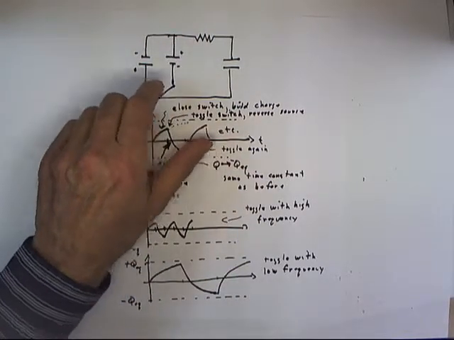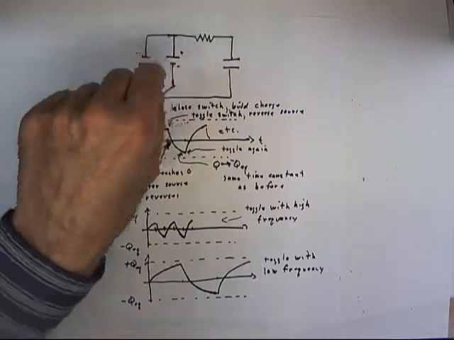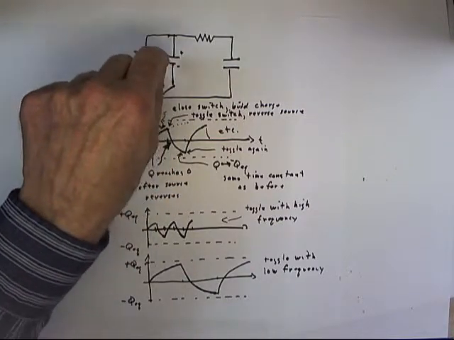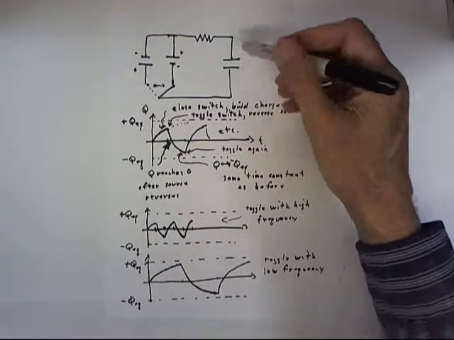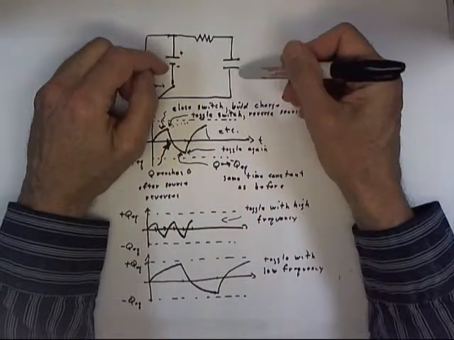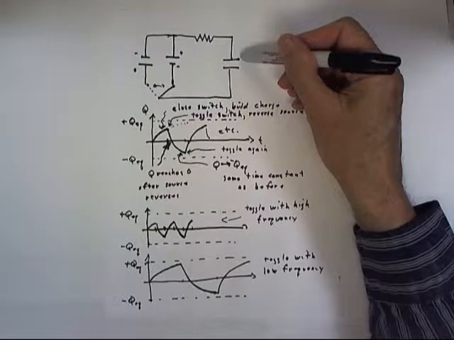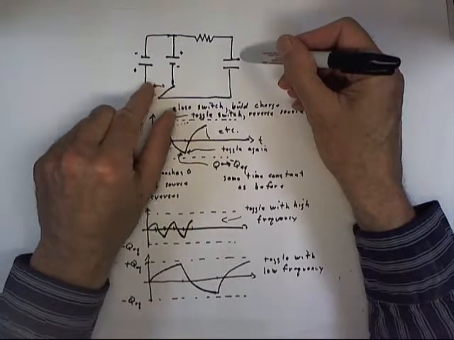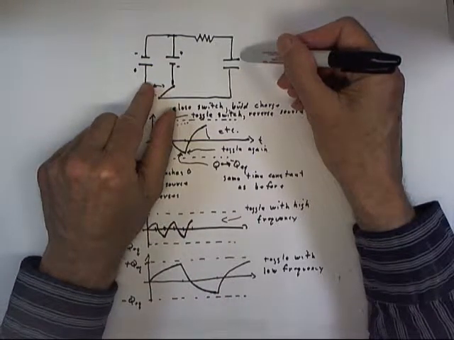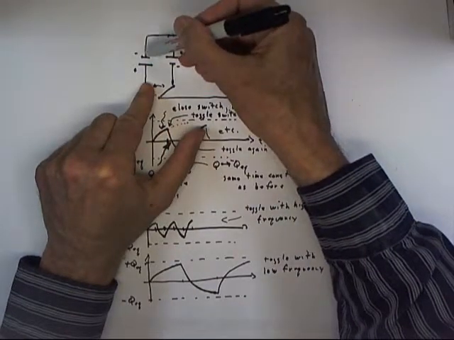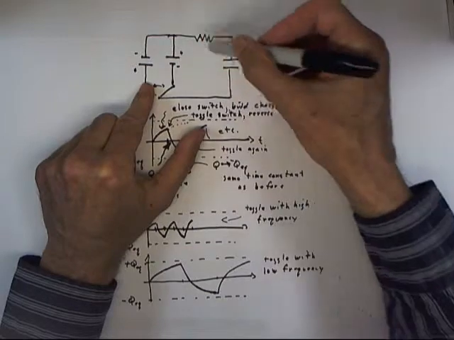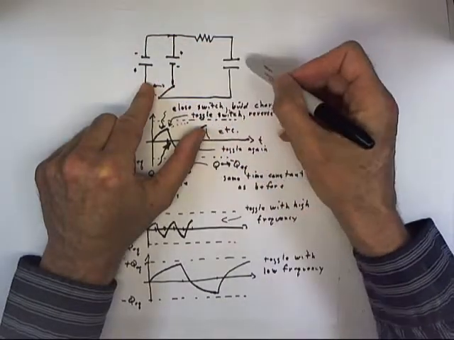Now what's going to happen is, if we close a switch to enable this current, we're going to build up positive charge on the positive side of the capacitor, negative charge on the negative side. That'll go on for a while, then we'll toggle the switch over here, and what's going to happen? We have positive charge here that's looking at the negative terminal of the battery over here, so it's going to be pulled off rather strongly.